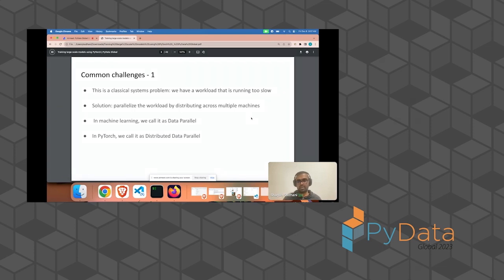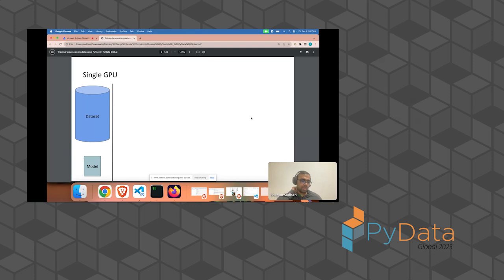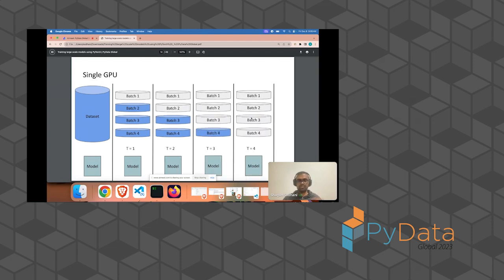So, DP or DDP. Just to give you a sense of how that looks, this is a single GPU setup. You've got a dataset, you've got a model. We break the dataset into batches. Let's say there are 4 batches here. And then the model starts consuming them. So at time step equal to 1, it consumes the first batch, then second batch, then third batch, and fourth batch. So it takes 4 steps to consume the entire dataset.